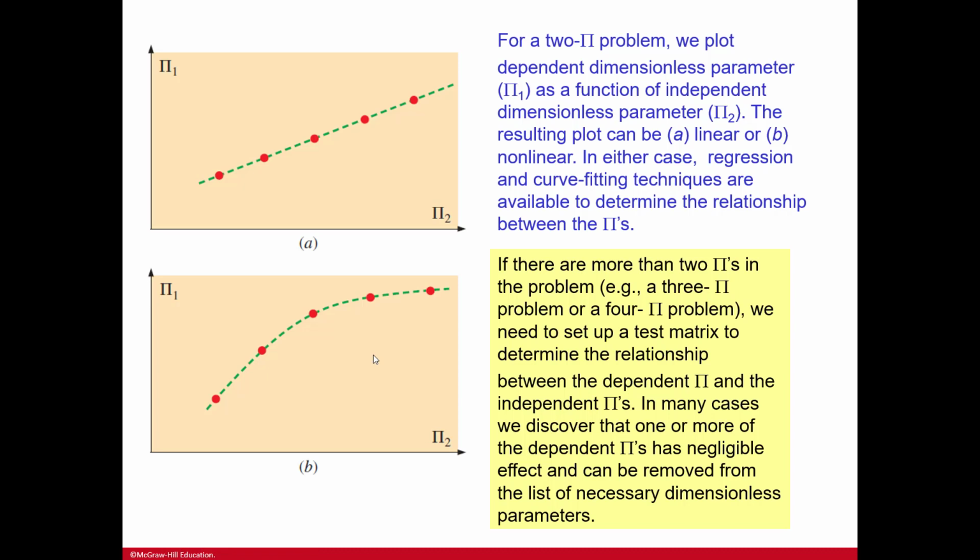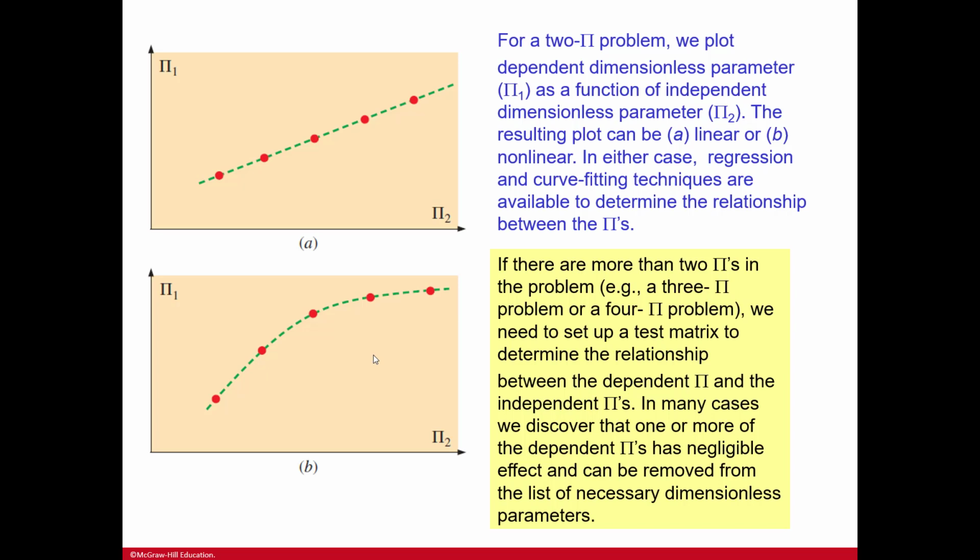So here, for a 2 pi problem, we can plot the dependent dimensionless parameter as a function of the independent dimensionless parameter. The resulting plot can be either A, linear, or B, nonlinear. In any case, regression and curve fitting techniques are available to determine the relationships between the pi's. Here you can see the linear one in A and the nonlinear one in B, and the trends that are developing.